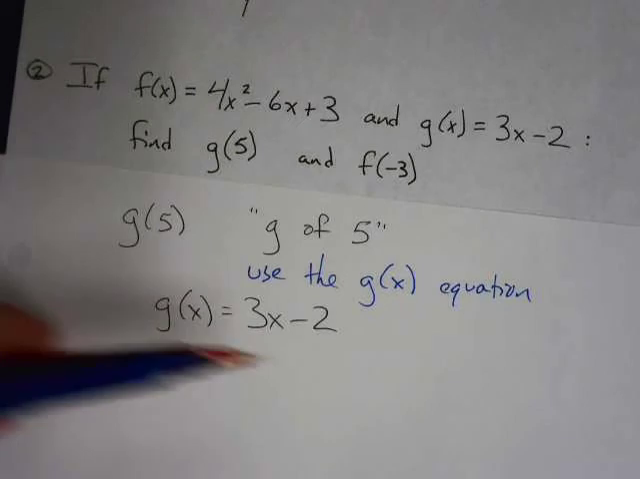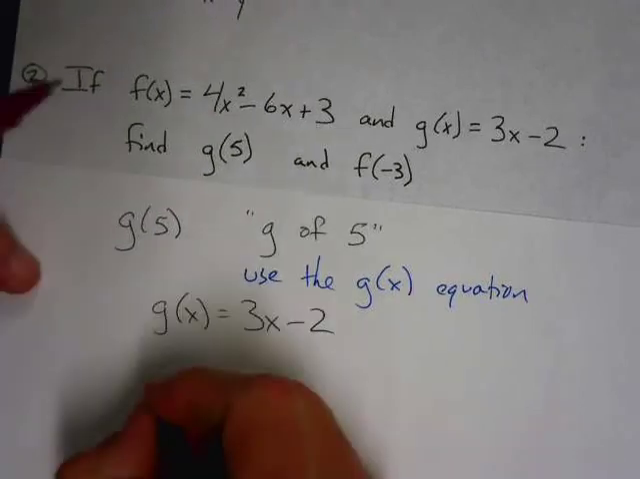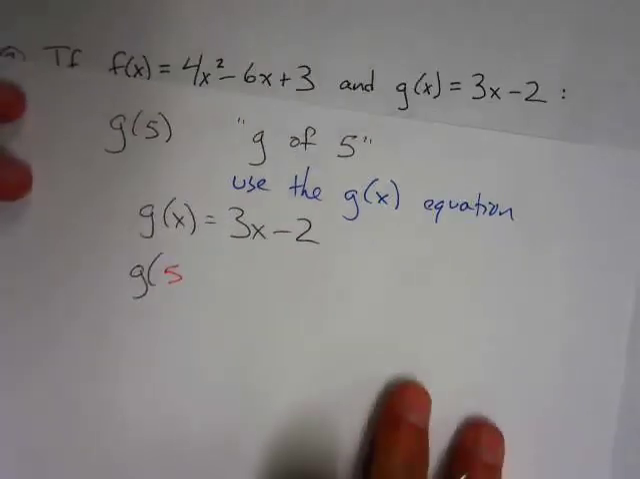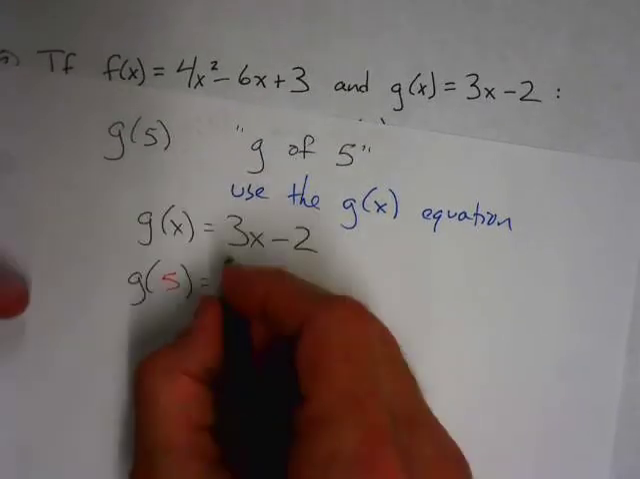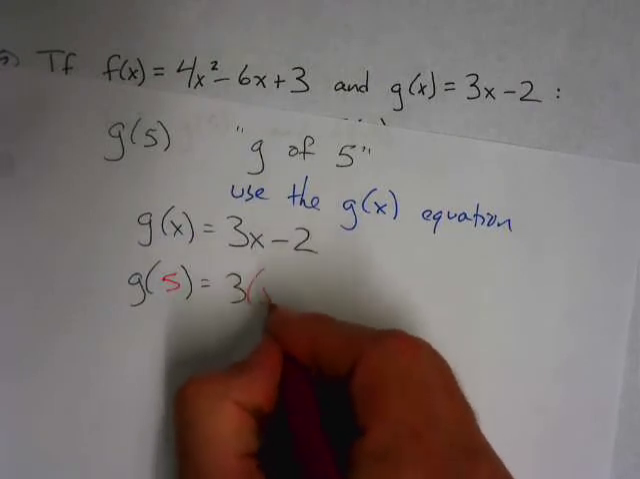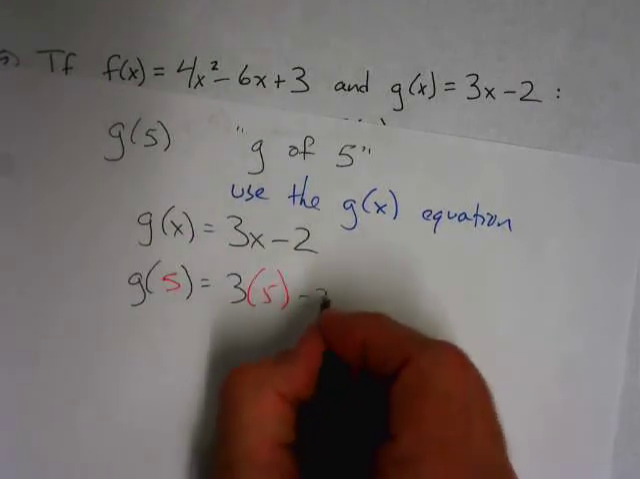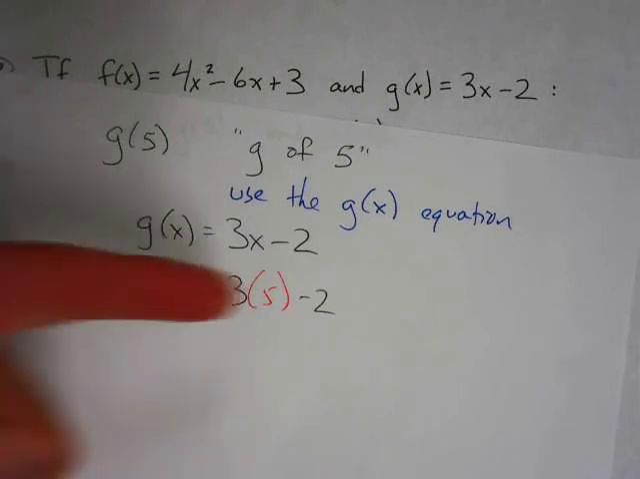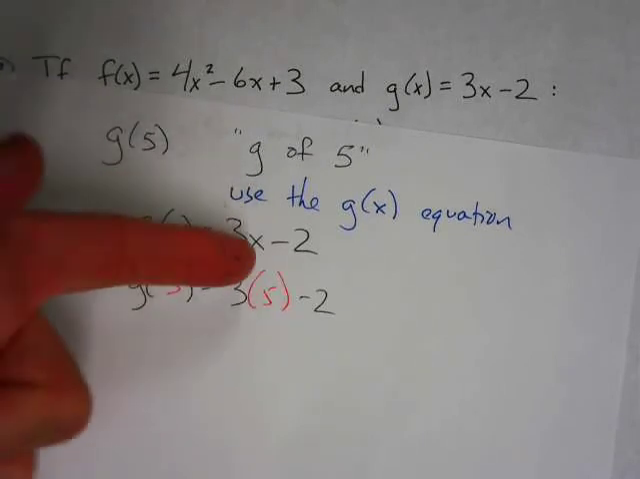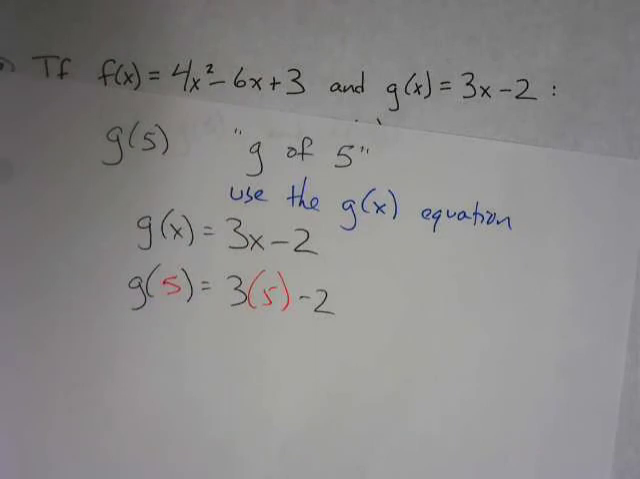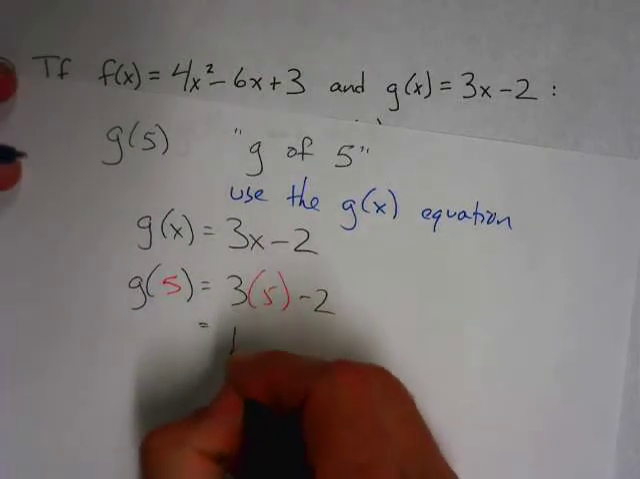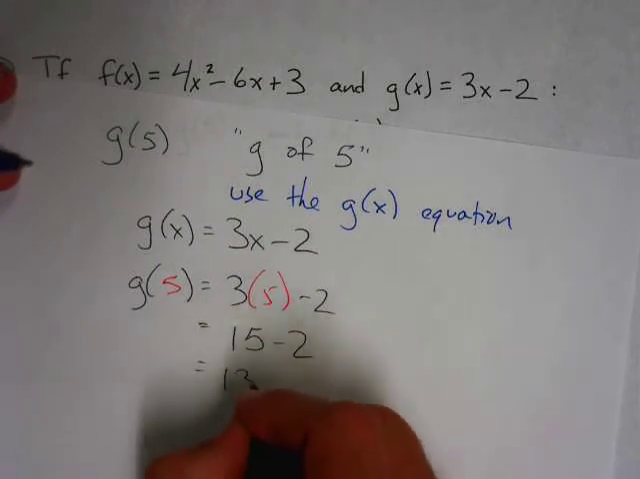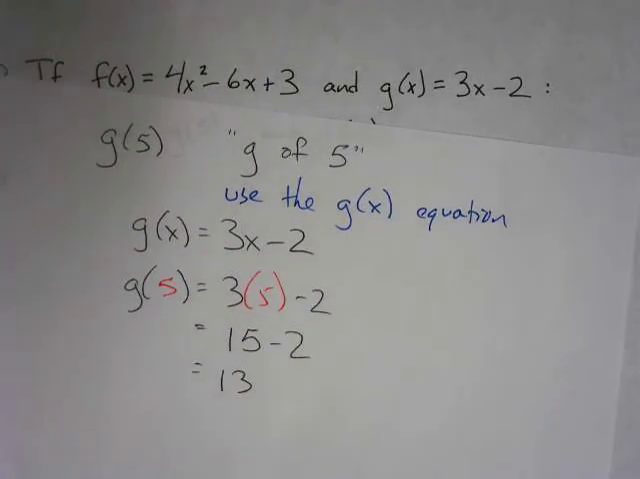Okay, so if g of x is equal to 3x minus 2, then g of 5 is going to be 3x, right? Or 3 times 5 minus 2. So remember, this is not multiplication here. It happens to be multiplication here because the 3 times the x, we happen to be multiplying. So that means we have 3 times 5 is 15, and we have 15 minus 2. 15 minus 2 is 13. Okay, so g of 5 is 13.